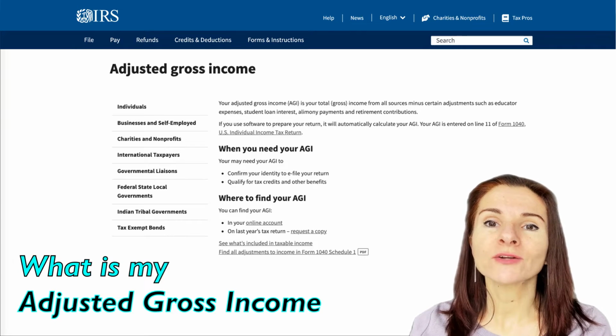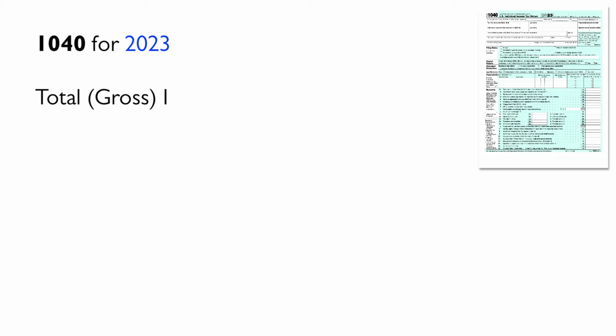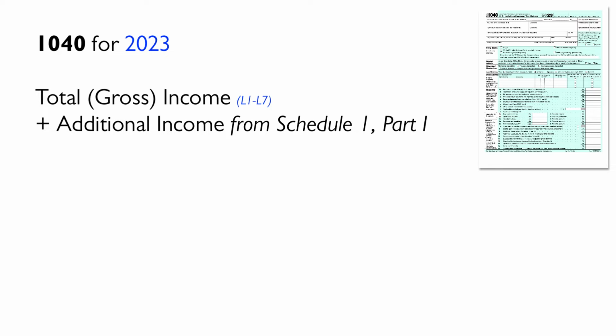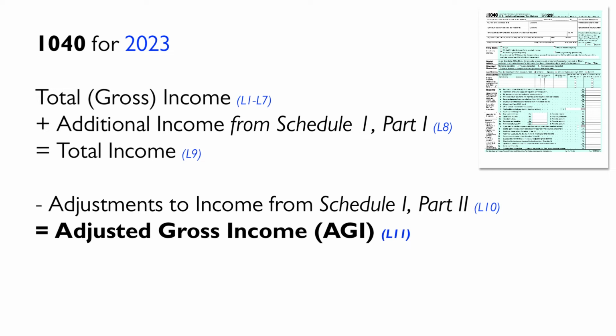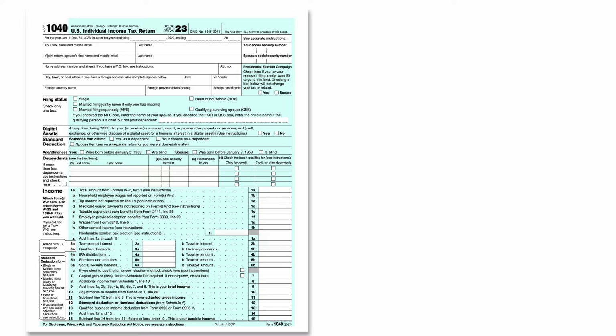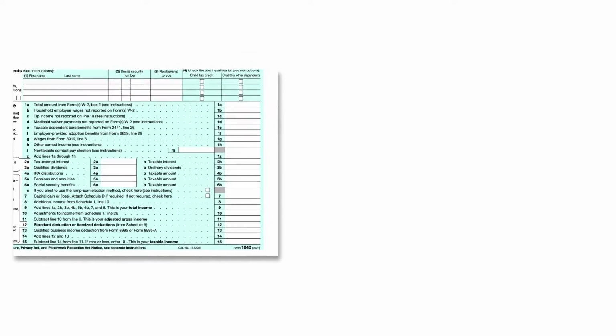What is my adjusted gross income and where to find it? Your adjusted gross income, also known as AGI, is defined as total gross income from all sources minus certain deductions, otherwise known as adjustments to income, that you are eligible to take. Let's go through an example and see how this looks on the 1040.